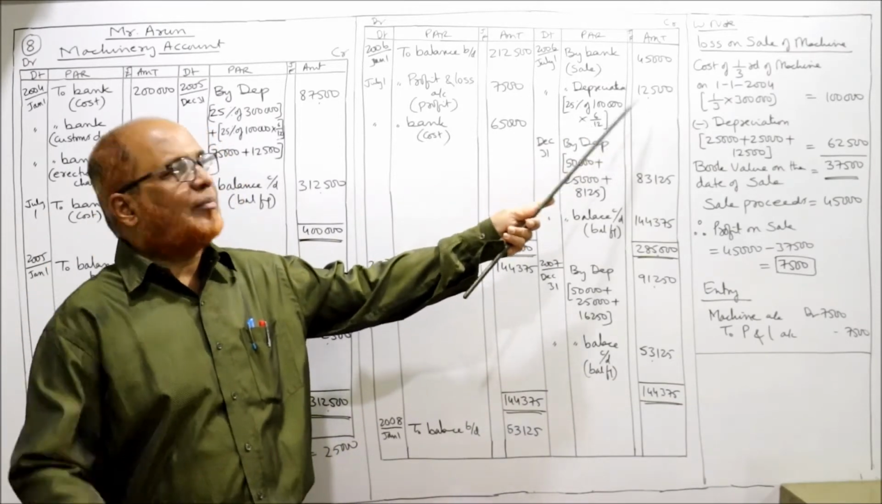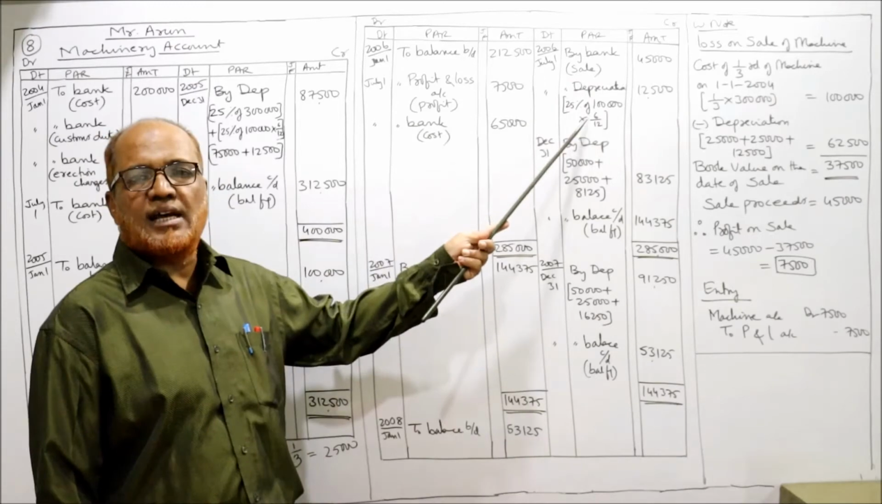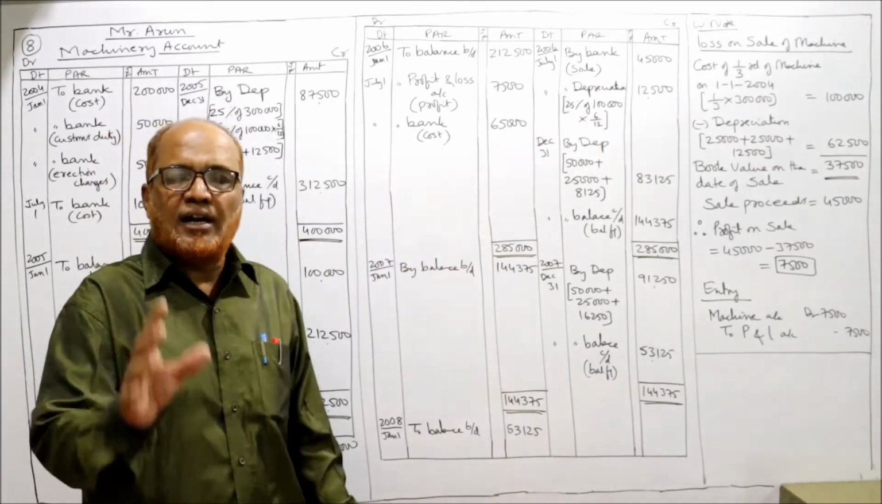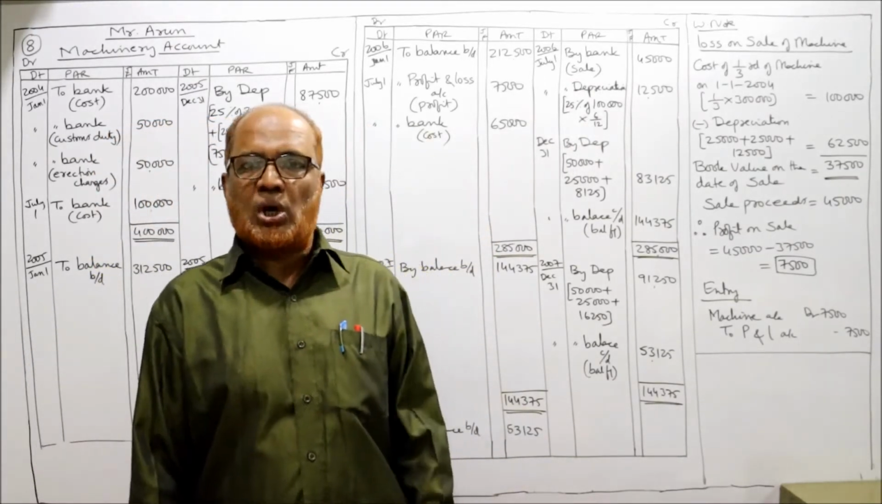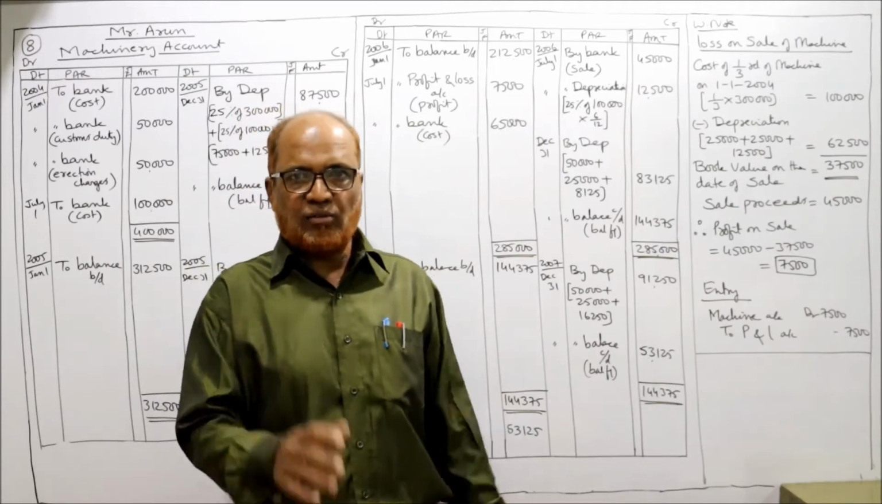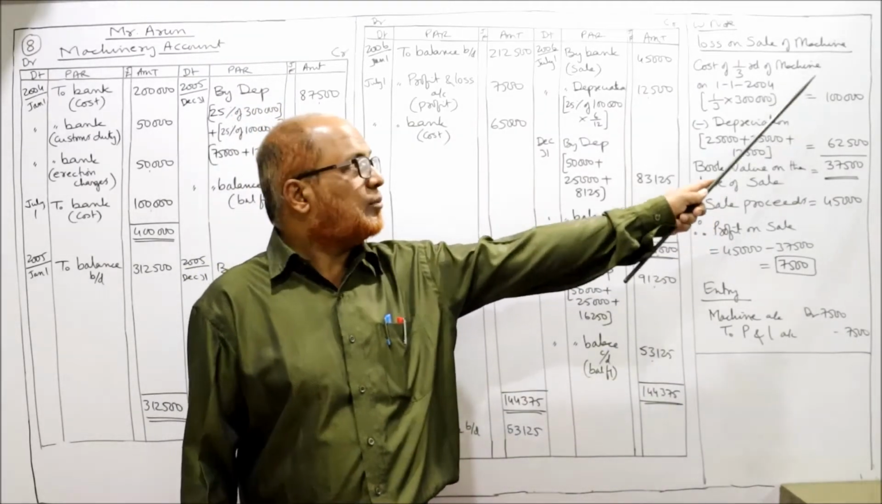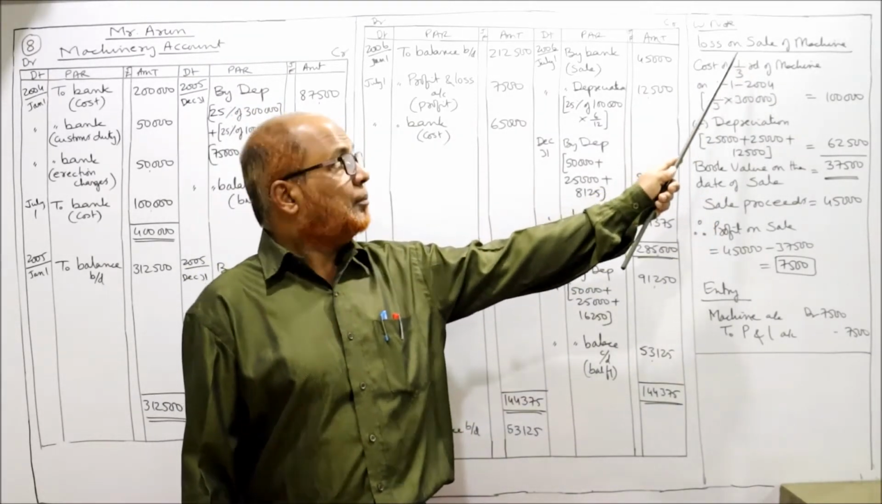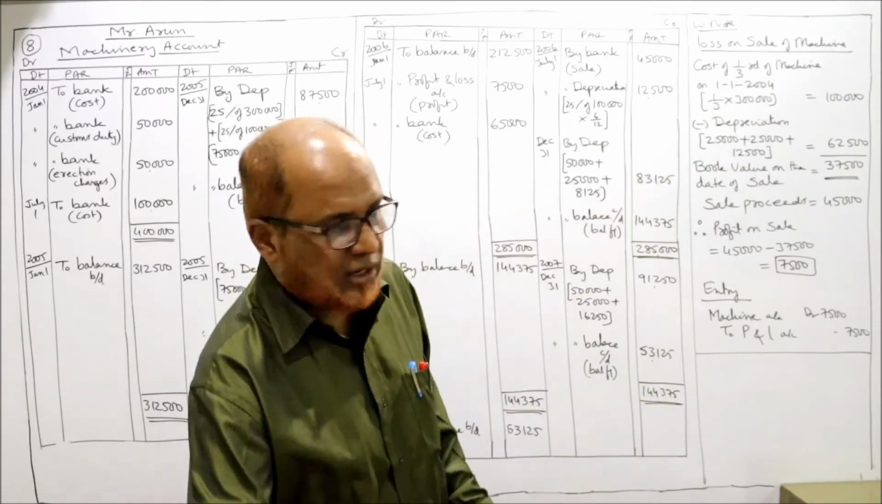So 2 entries we have passed. First entry sale proceed, second entry depreciation. Third entry profit or loss on sale. This we have to calculate in working notes. Come to working notes. Profit or loss on sale of machine.